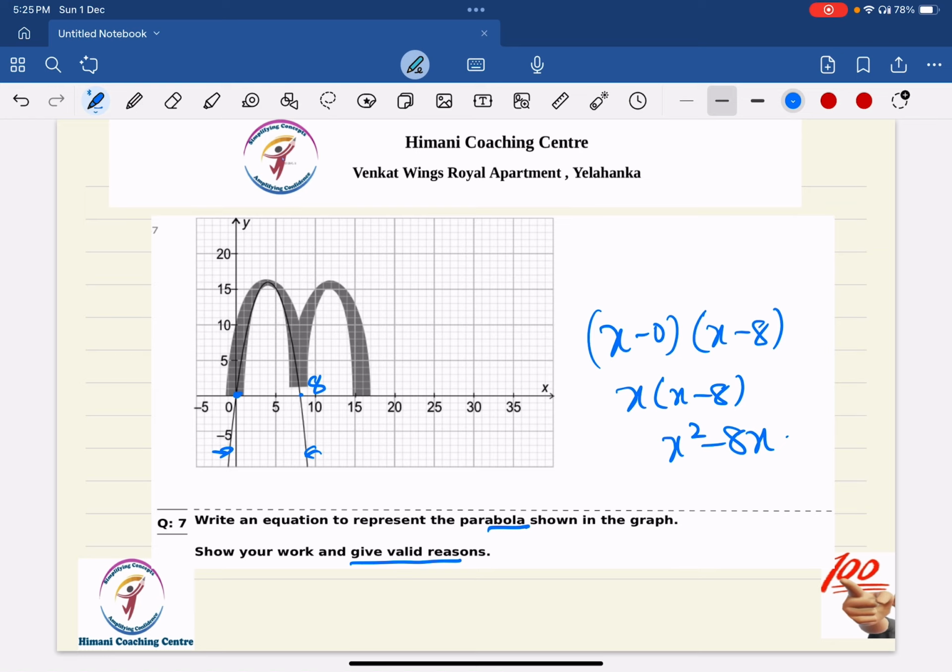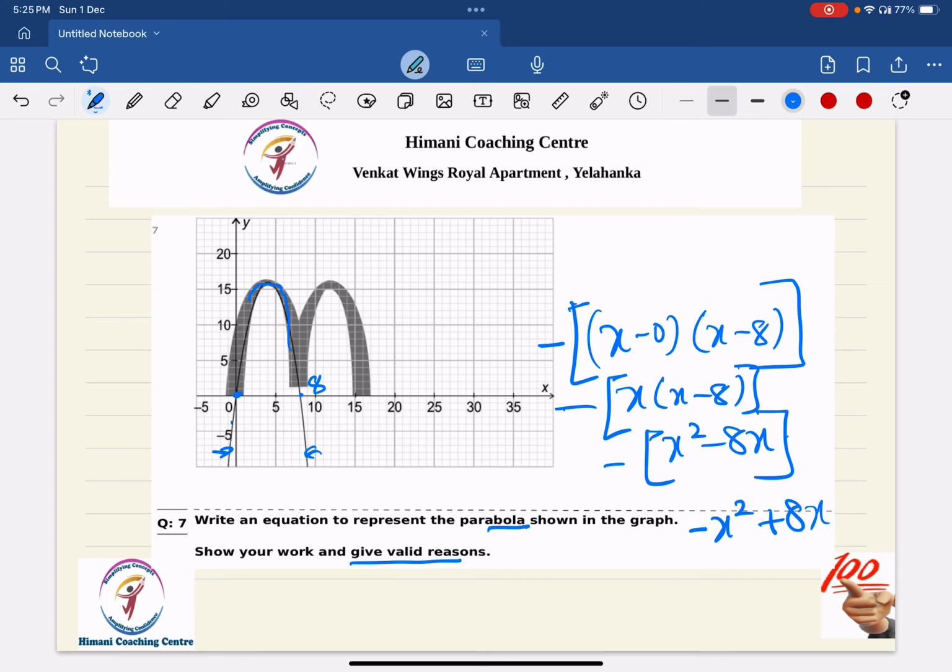But the parabola is concave downwards. So, what will we do? We will put a minus sign in front of the entire working. Okay, and hence the answer now will become minus x square plus 8x. I hope you have understood this. Okay, this is very, very important. The shape of the parabola is concave downwards, so there has to be a minus sign.